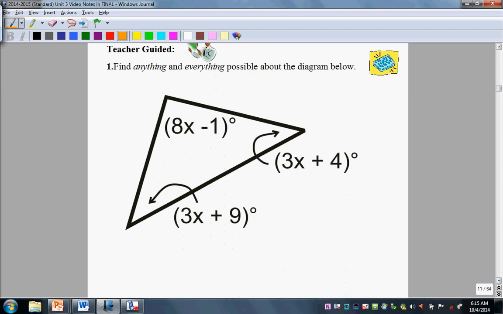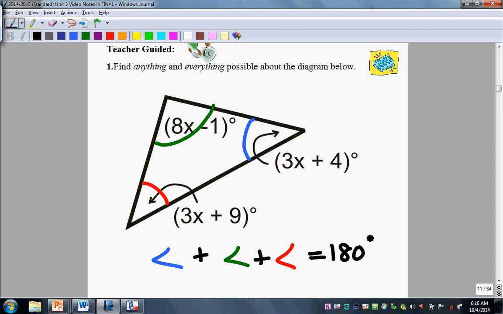So let's do one problem together. When you work through these problems, again, talk about things before you talk about angles. I'm going to use 3 different colors. I recommend you do the same. So I'm going to sweep all 3 angles. I have a blue angle, and I have a green angle. I'm doing a red angle. And what do I know about these angles? They all 3 add up to 180.